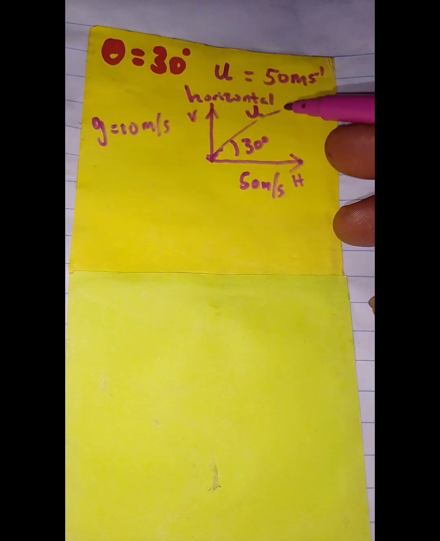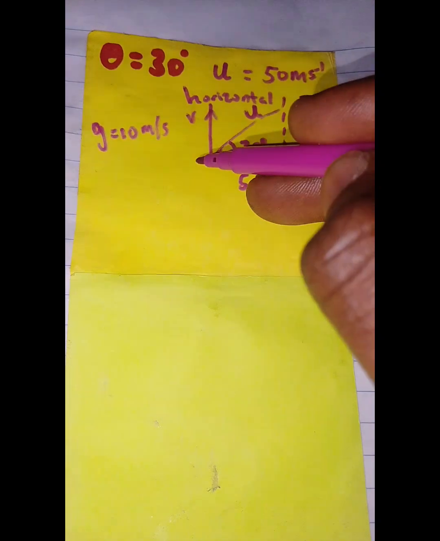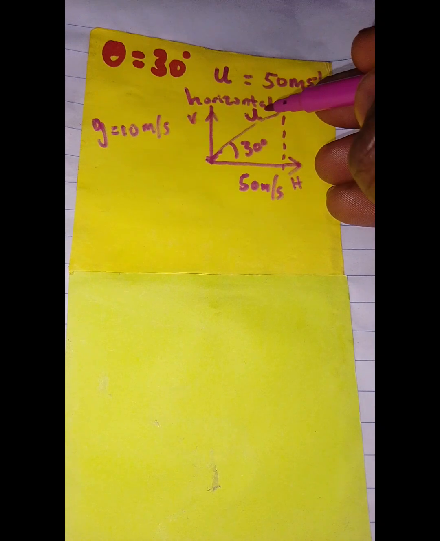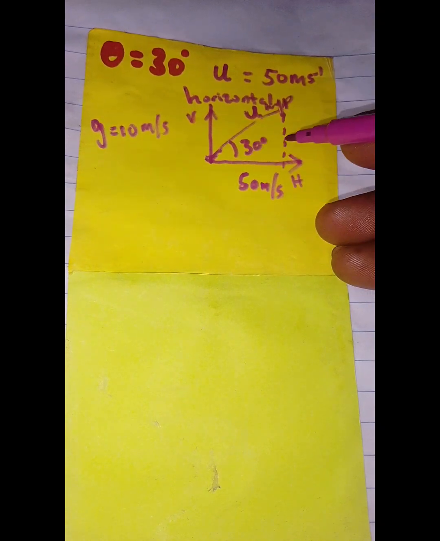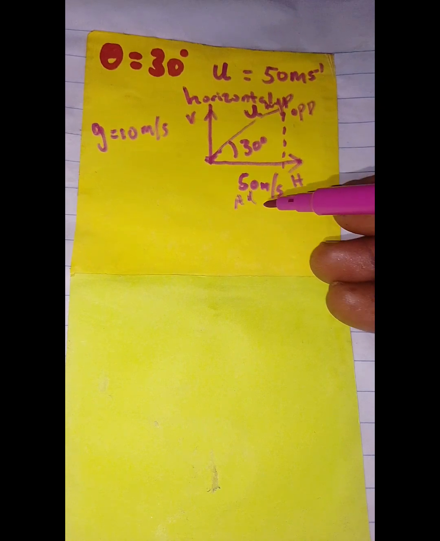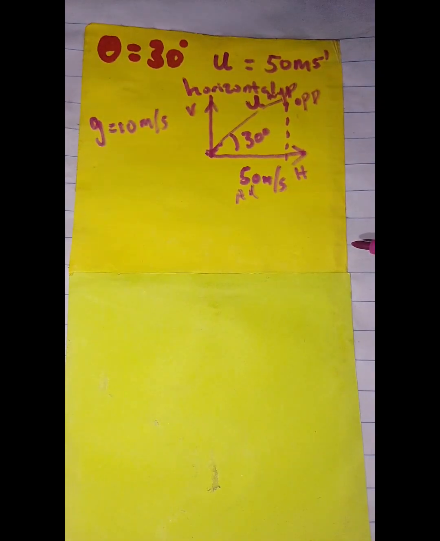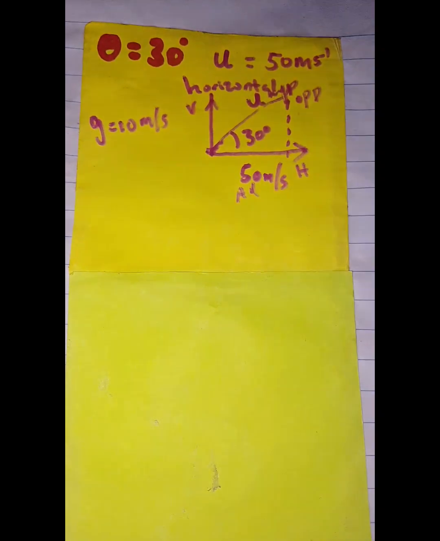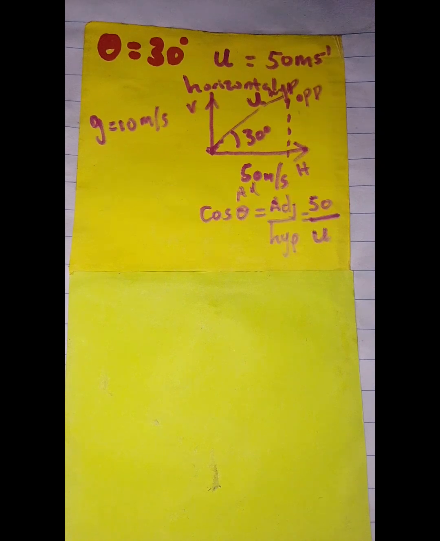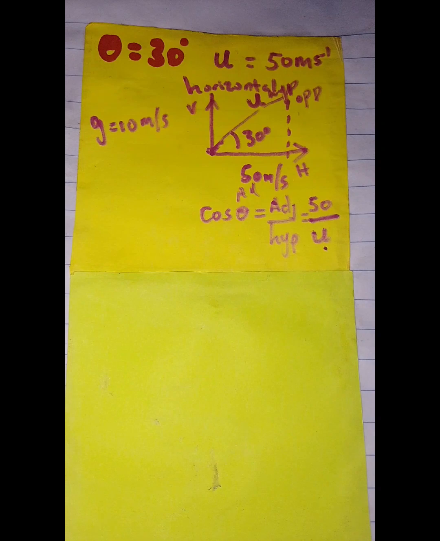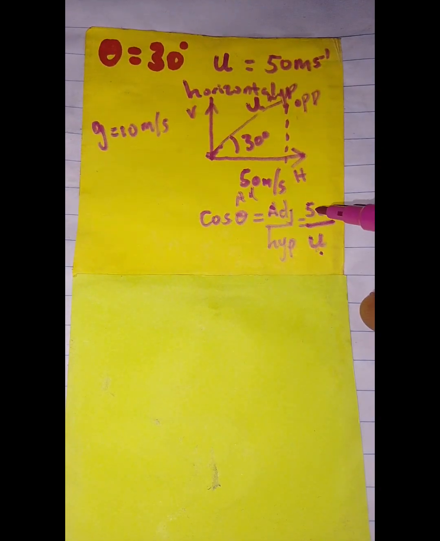This automatically forms a triangle where you have theta, the hypotenuse, the opposite and the adjacent. So remember your SOHCAHTOA. Cos theta is equal to adjacent over hypotenuse. Since you are interested in this direction, you have the adjacent. I'm looking for the hypotenuse u. That means u will be 50 over cos theta.